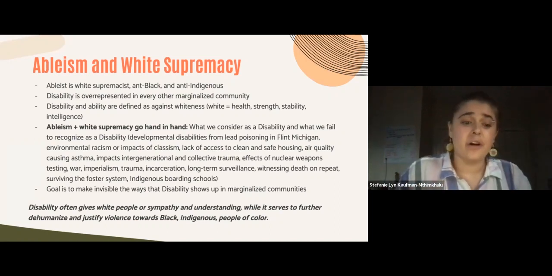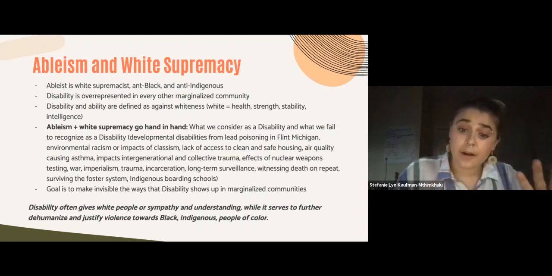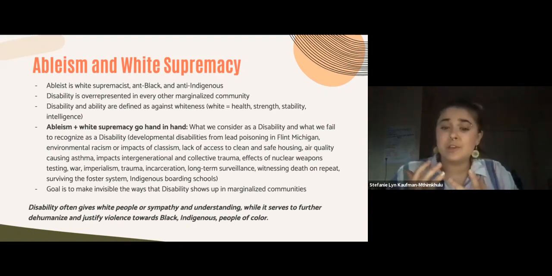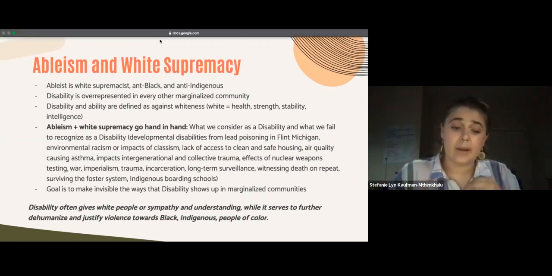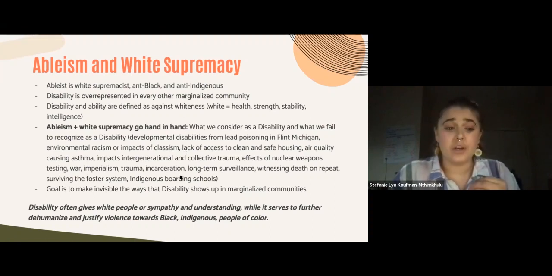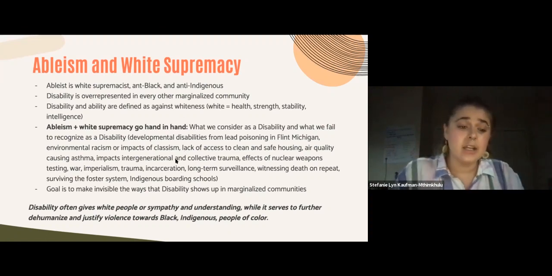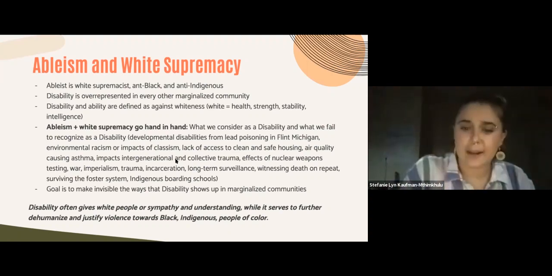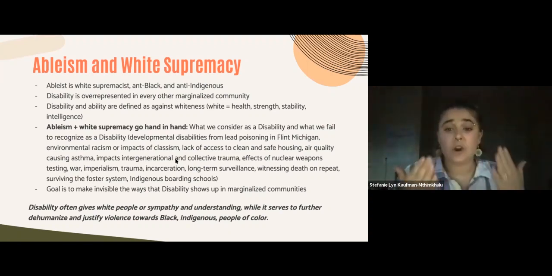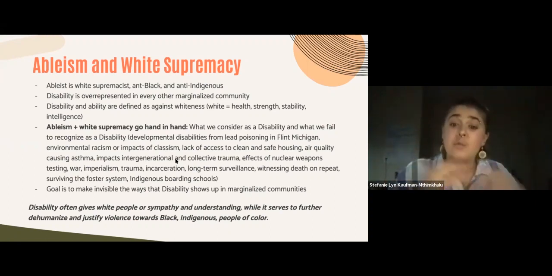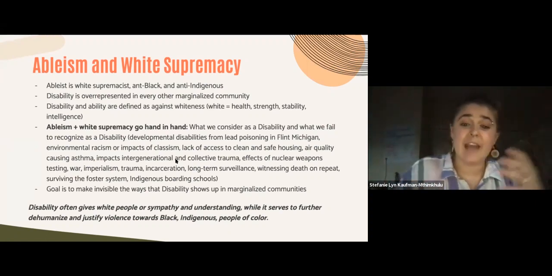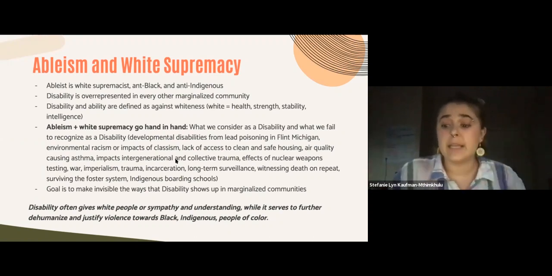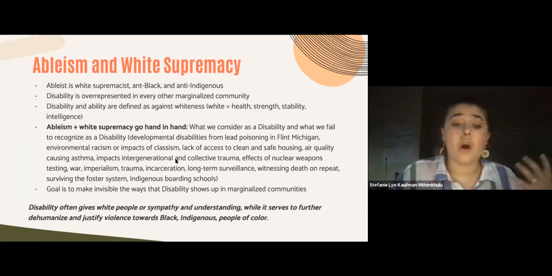And we also see this push to give white disabled people sympathy and understanding for their disabilities. But when it comes to Black folks, Indigenous folks, people of color, we often utilize disability or diagnoses as ways to justify dehumanization, to justify continued violence, to say, oh yeah, we knew they couldn't behave, they couldn't do X, Y, and Z, it's because of this diagnosis, right? So very much wanting to start recognizing those patterns around when is it used as an excuse and when is it used as further means to continue harming certain groups of people.